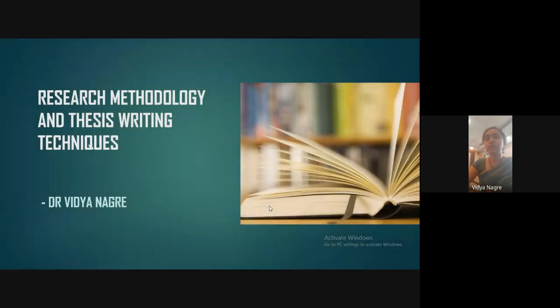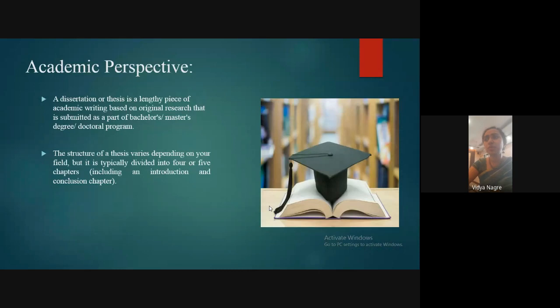So there is the dissertation or thesis, a lengthy piece of academic writing based on original research that is submitted as a part of bachelor's, master's degrees, or your doctoral program. The structure of a thesis varies depending on the field in which you are pursuing your study, but is typically divided into 4 to 5 chapters, including an introduction and a conclusion.